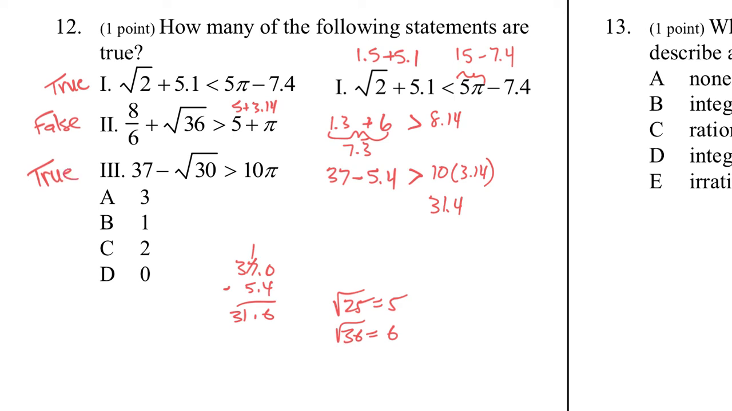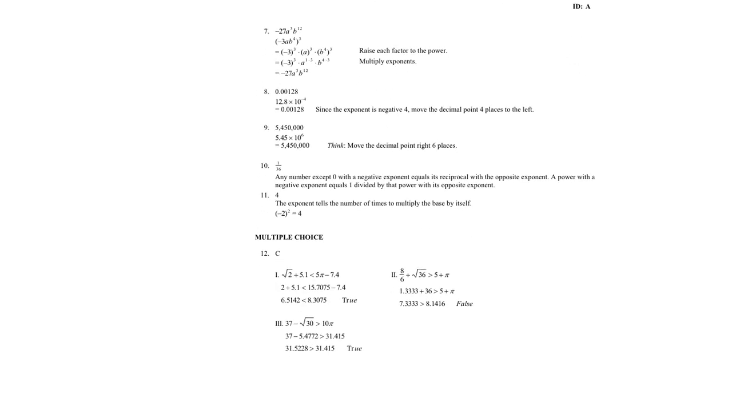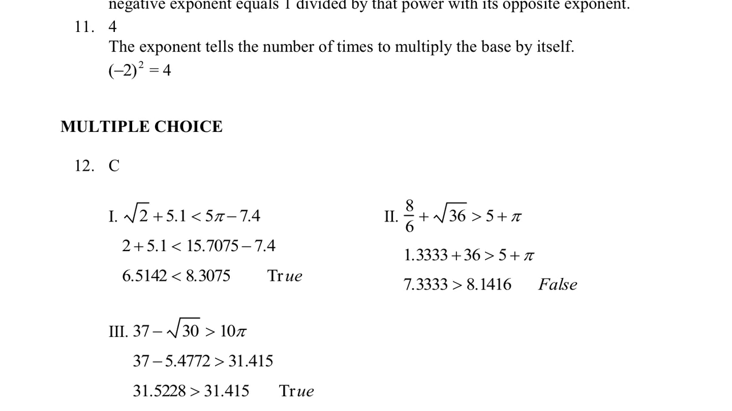So, how many of the following statements are true? I would say C, 2 of them are true. I have the answer down here, all the way down here. That's number 12. Number 12. Hey! I was right.